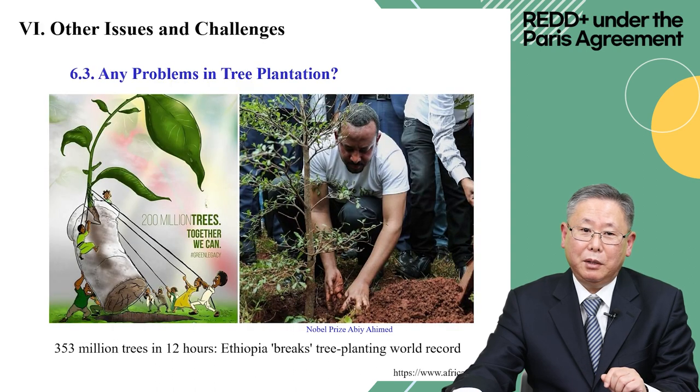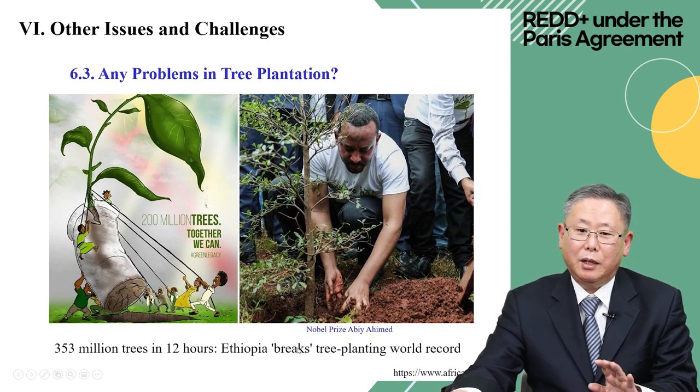Are there any problems with tree plantations? See this Ethiopian case: they said, 2 million trees together we can. Even 353 million trees in 12 hours. Ethiopia breaks the tree planting world record. And the Prime Minister of Ethiopia received the Nobel Prize for planting trees.